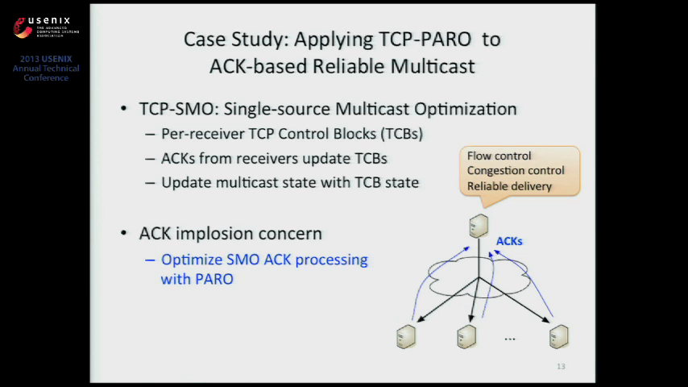In TCP SMO, the sender maintains a per-receiver TCP control block. It multicasts data through IP multicast, and in return, it gets back a bunch of ACKs from the receivers. Using these ACKs, it can update the congestion control state in order to maintain fair bandwidth usage. The problem here is that because the receivers all ACK the same data, we have an ACK implosion problem. We have to process all these ACKs to update the state. So the idea is to try optimizing the ACK processing overhead at the server with TCP Power.